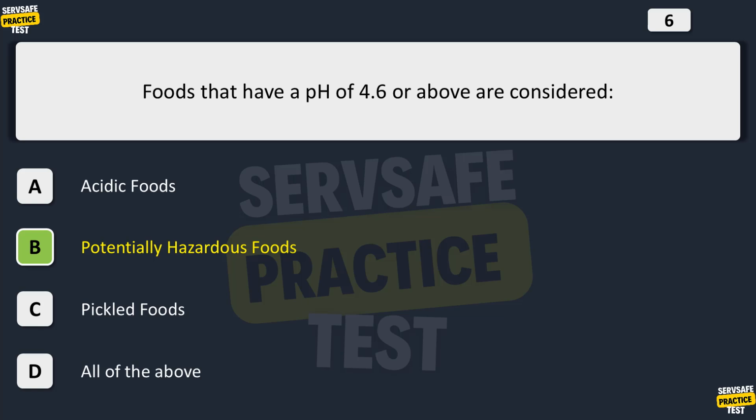The correct answer is B. Potentially hazardous foods. Potentially hazardous foods are foods with a pH of 4.6 or above. Foods below this pH are not considered a hazard since the pH is too low for any food pathogen to survive. Examples include soda and vinegar.